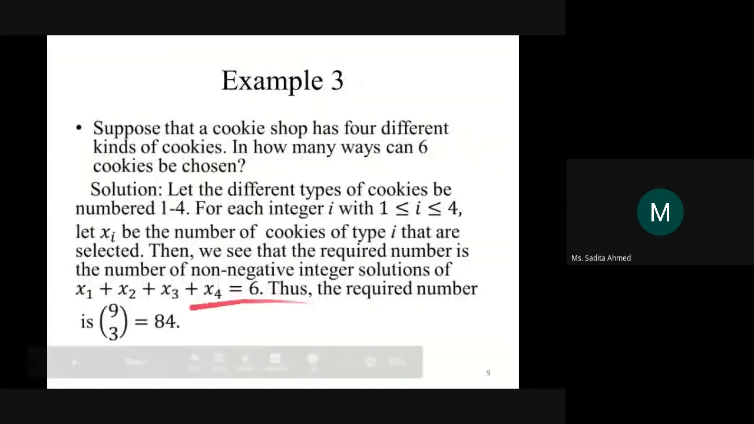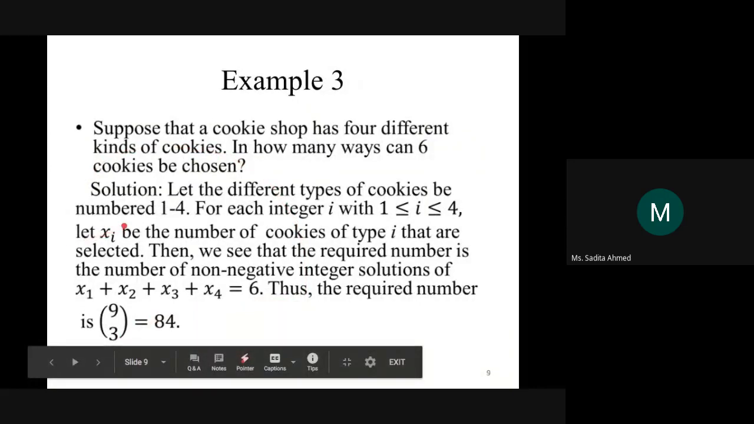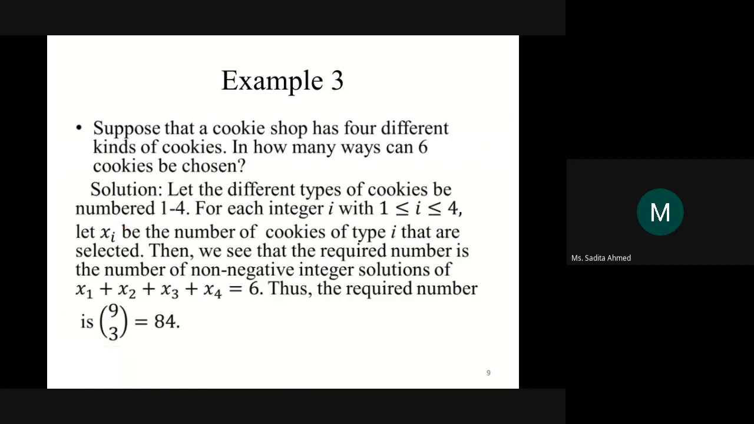Also, you can place it in this format as well, where x1 represents the number of t-shirts which are red, x2 represents the number of t-shirts which are blue, x3 represents the number of t-shirts which are green. So x1 plus x2 plus x3 should be equal to 100. And the number of non-negative integer solutions to that equation gives us the answer to the question.